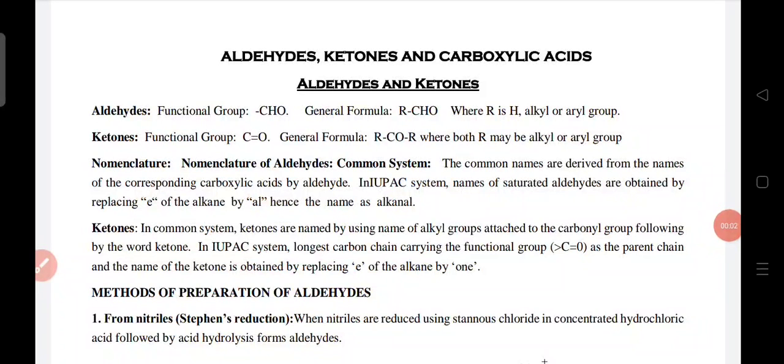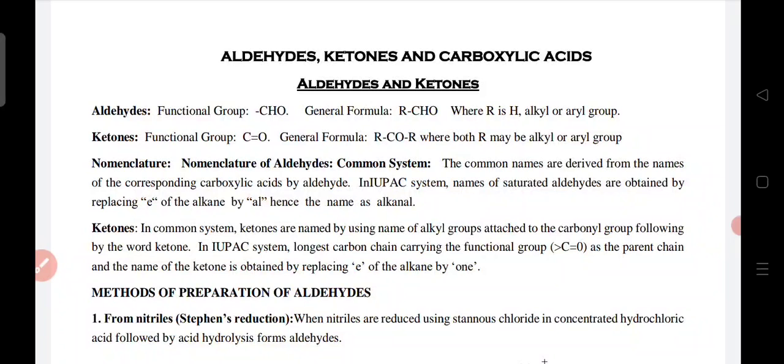Namaskar students. In this video I am going to teach you about the IUPAC nomenclature of aldehydes and ketones and methods of preparation of aldehydes. First of all, we'll try to understand what these aldehydes, ketones and carboxylic acids are, and why they are studied under one heading.